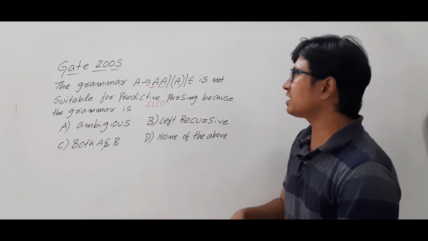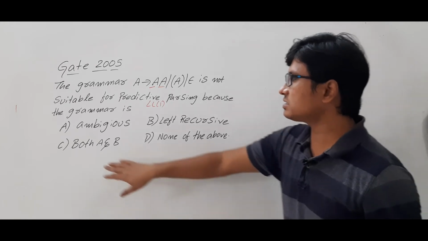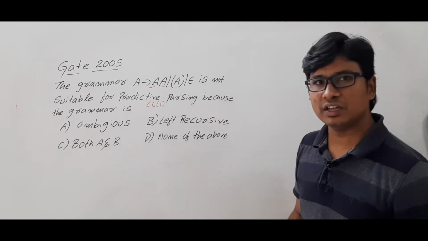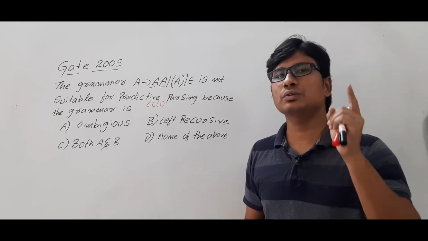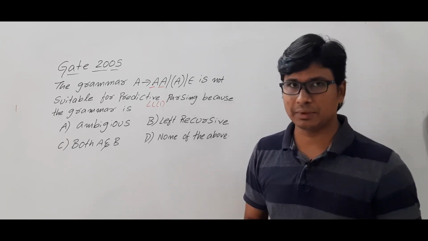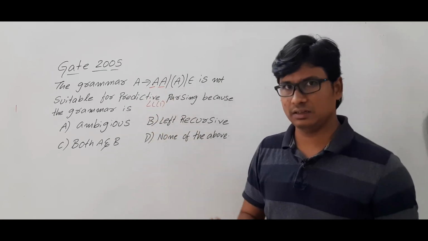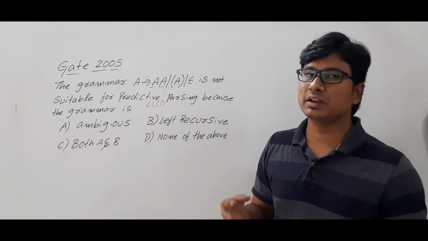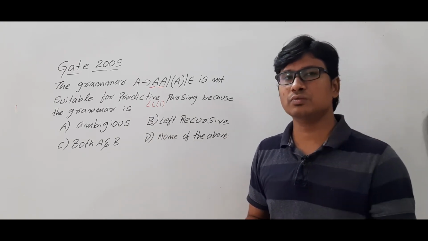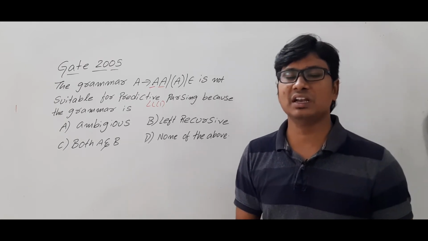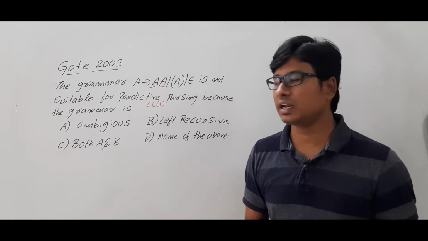Now if you look at this, it is both left recursive and right recursive, and they are giving options both A and B and none of the above. I already said that top-down parsers will not allow left recursive grammars. So obviously I can say that B is correct, because this is a left recursive grammar and top-down parsers will not allow left recursive grammar. That's why we have discussed how to convert a left recursive grammar to its equivalent right recursive grammar.